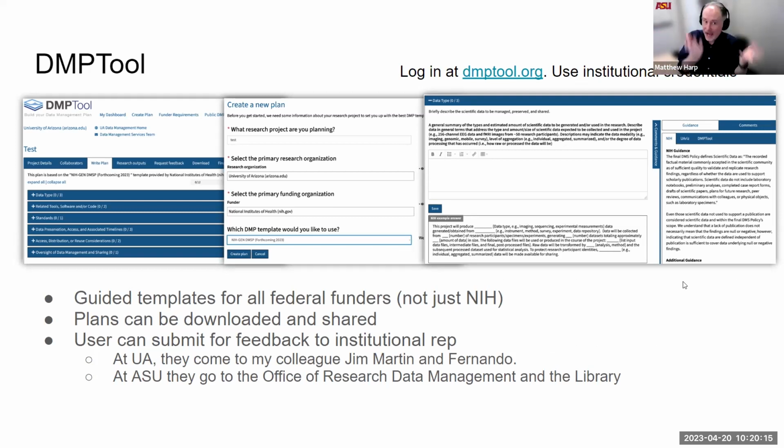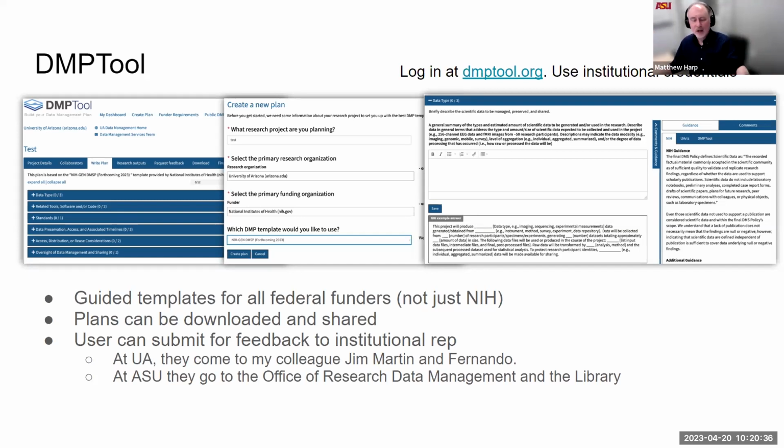And again, they have one for the NIH and it is current to the new policy. It's used by many institutions around the world. I believe there's 82,235 current users. That number may have even increased since we last took that poll. PIs can request institutional feedback because it's a database.